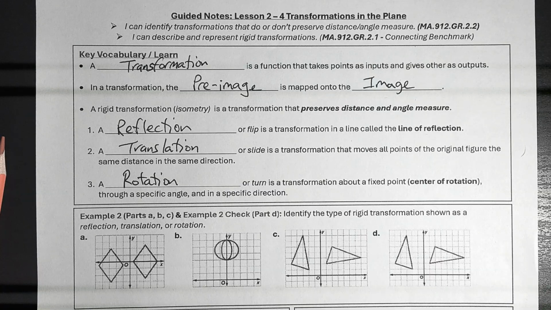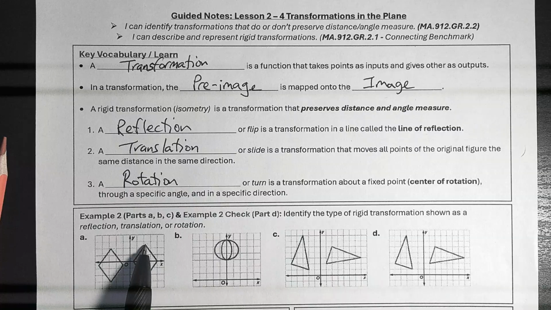All right, so number 2, a translation or a slide. That is a transformation that moves all points of the original figure the same distance in the same direction. So it slides over. So like right here, this is the same, this is the same. It's going to slide over, so it's going to go to the right. 1, 2, 3, 4, 5, and up. These are probably 2, so that's maybe 10. Sorry.